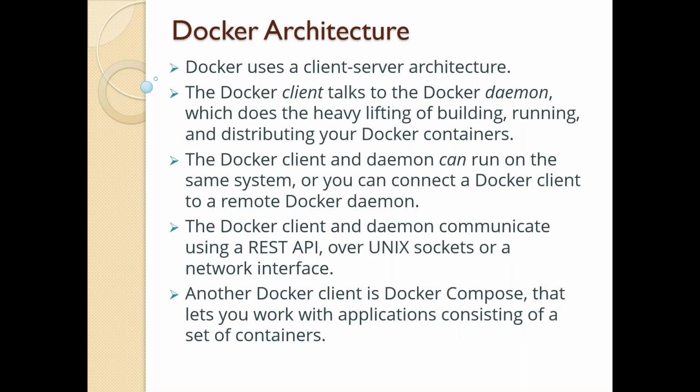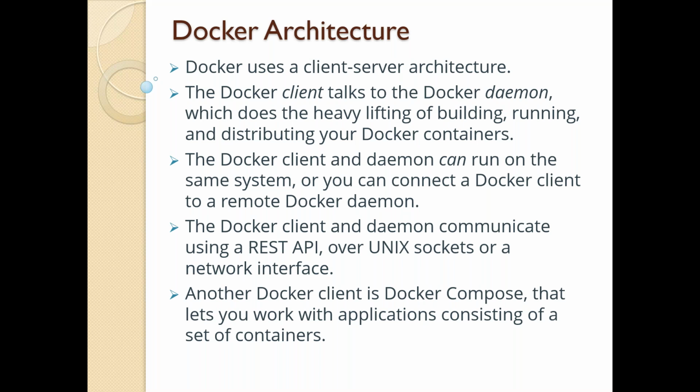So the architecture here again uses a Docker client-server architecture. The Docker client talks to the Docker daemon, which is a server, which does the heavy lifting of building, running, and distributing your Docker containers. The Docker client and daemon can run on the same machine, or you can connect a Docker client to a remote Docker daemon running on another server. That also you can do. A Docker client and daemon communicate using a REST API over Unix sockets or a network interface. Right? It uses the REST API method, so it's very fast.